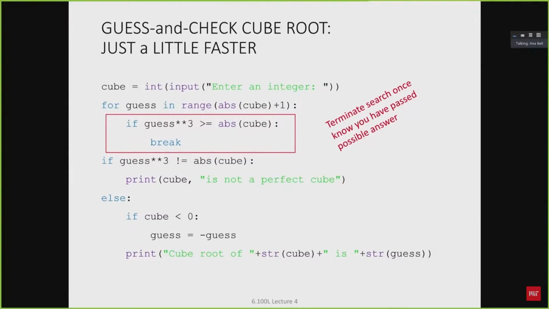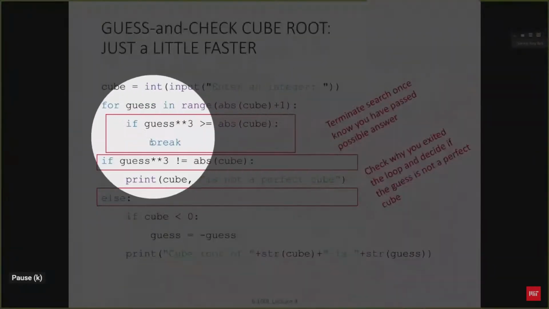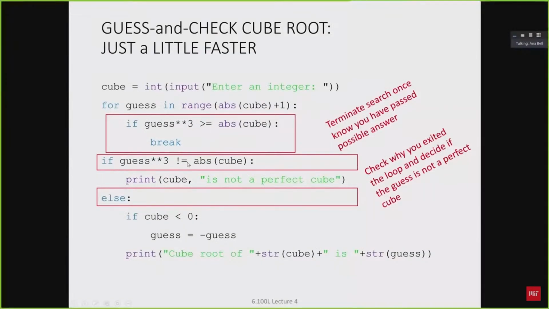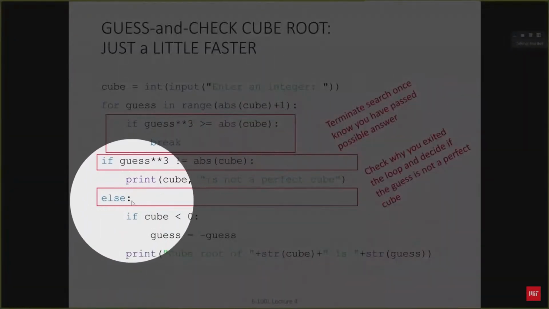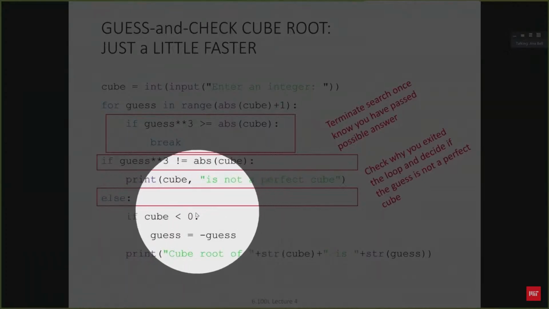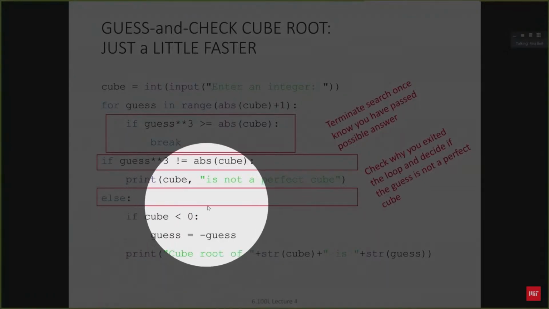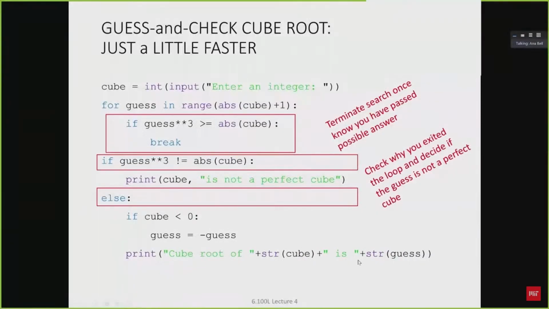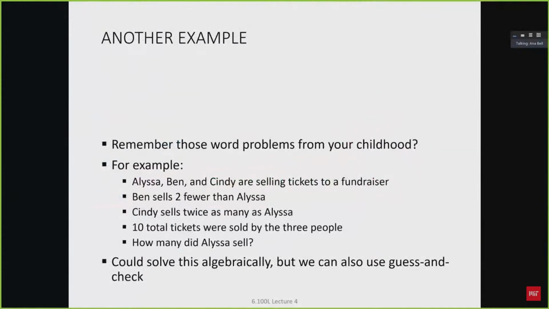One is we exited because the guess cubed was equal to the cube, or the guess cubed was greater than the cube. And so then we have a little if-else conditional here that says if we exited because it's greater than, then it's not a perfect cube. And otherwise, we exited because it was equal to, which is the same code we had on the previous slide. Check whether the user gave us a positive or negative value, put the negative sign in front of our guess, and then print the perfect cube root. Okay. So all variations of the same sort of starter code, we're just adding little bits of functionality and making the code slightly more efficient here and there.